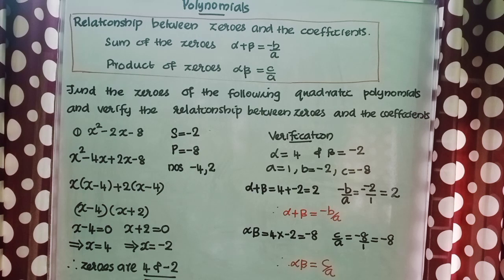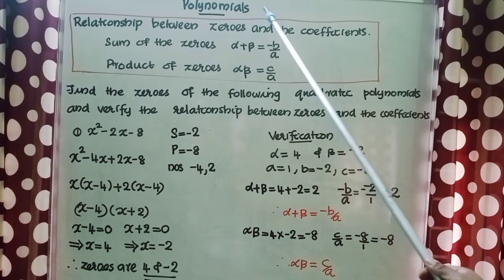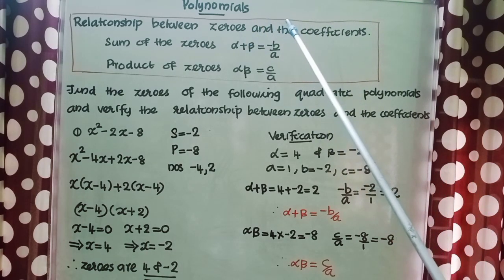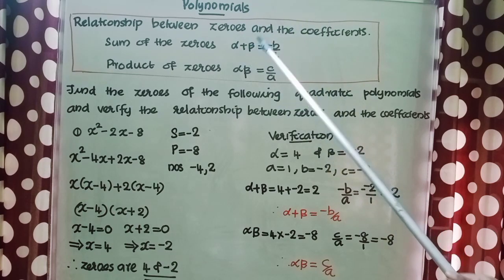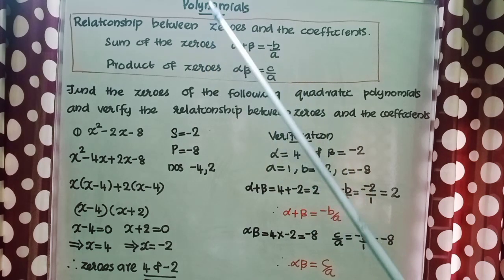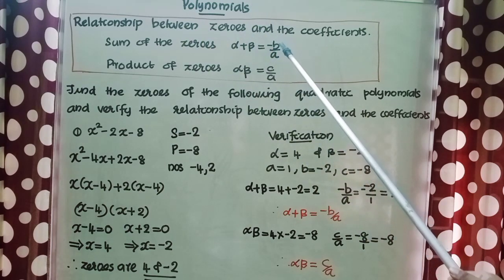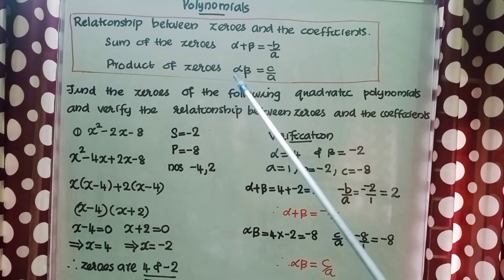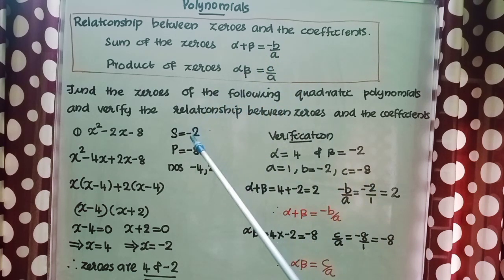In this video, we are going to discuss the relationship between zeros and the coefficients. For a polynomial ax² + bx + c, if alpha and beta are the zeros of the polynomial, then the sum of the zeros, alpha plus beta, equals minus b by a, and the product of zeros, alpha beta, equals c by a. Let us discuss one question.